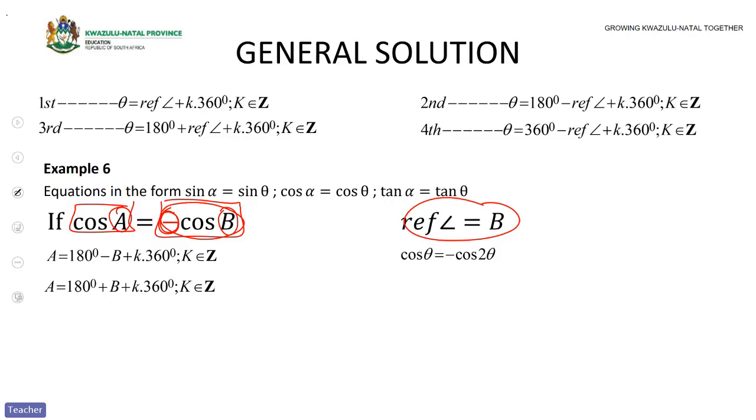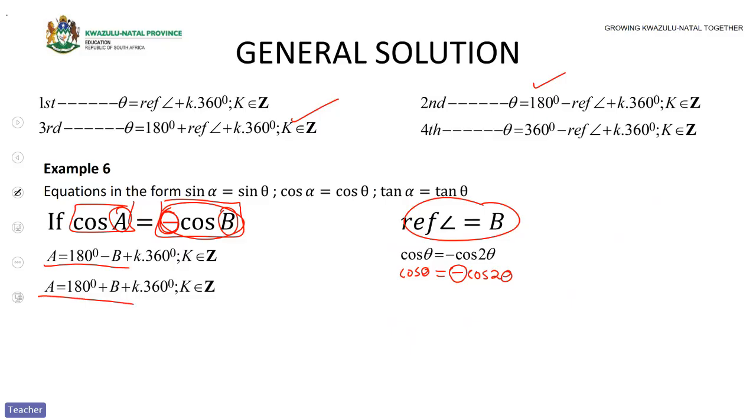Now let us look at our equation that we are required to solve here. We need to find the general solution of this equation. We are given cos theta equals minus cos 2 theta. I said to you, this negative here is just telling us that we are supposed to be looking at the quadrants where cos is negative. Which are those quadrants where cos is negative? Cos is negative in 2 quadrants. It's negative on the second quadrant. It's also negative on the third quadrant. So that's why we are going to be using 180 minus an angle and 180 plus an angle, plus a reference angle.